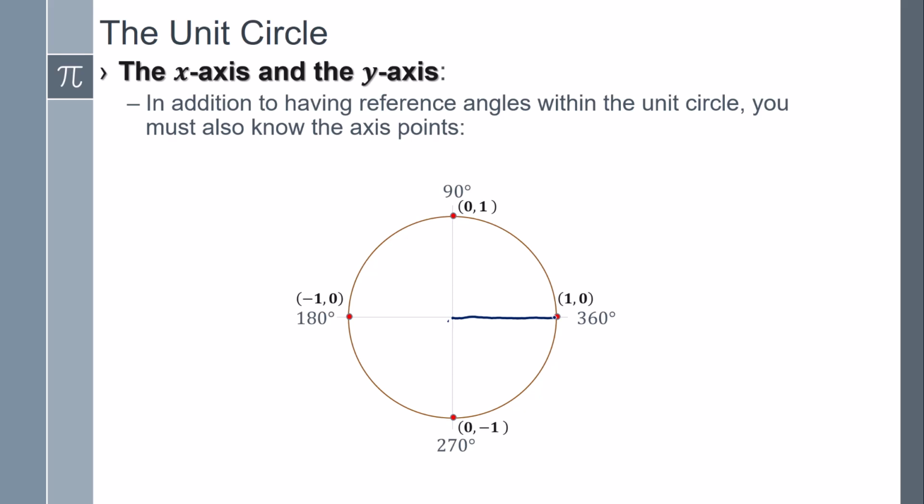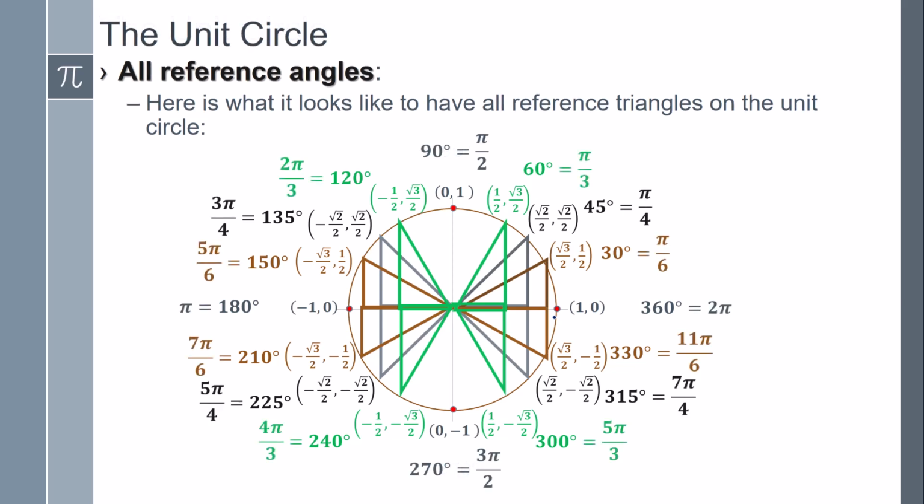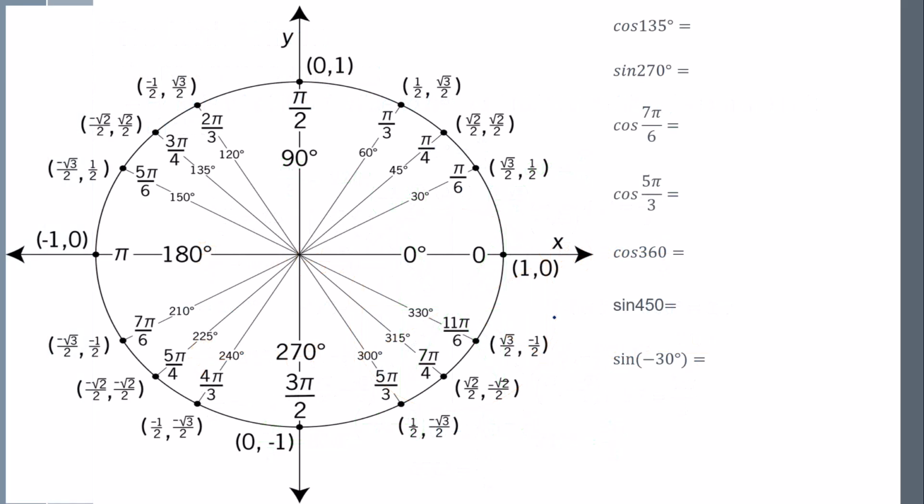Now, if we take all of that information and put it together, this is what it looks like. Yes, it's a lot. And then if I wanted to include radians with it, this is a little messy, and so we kind of organize it in this particular chart here, right, where the angles are on the inside and then the values are on the outside.